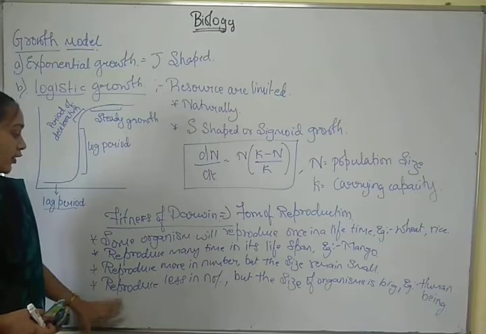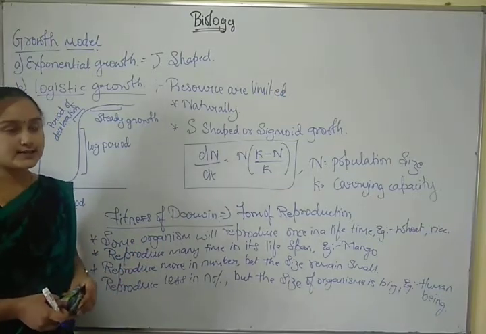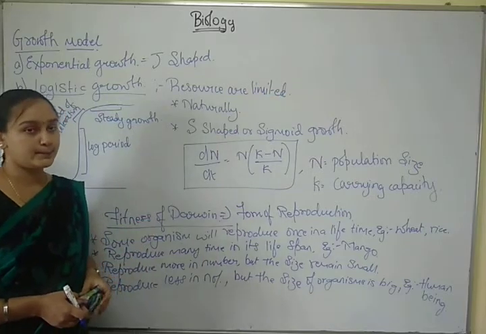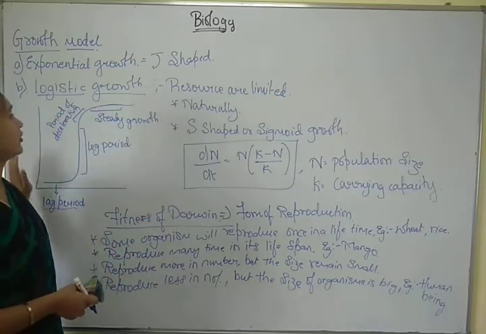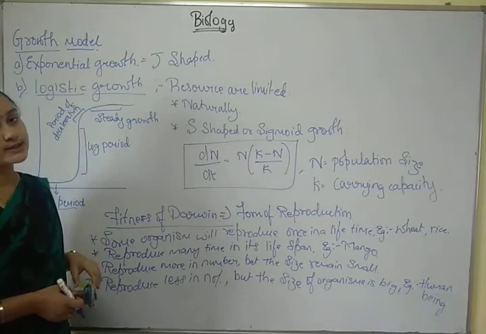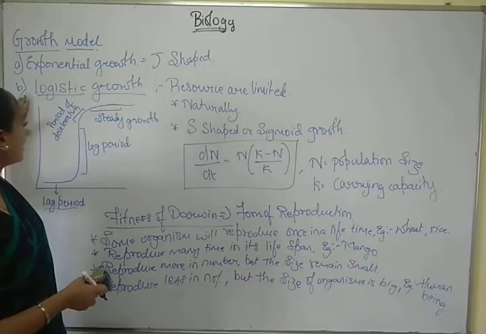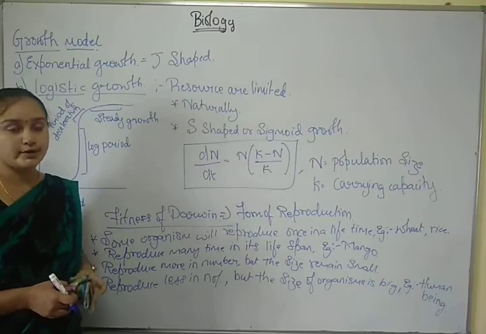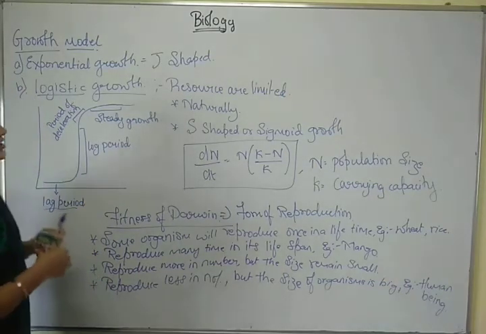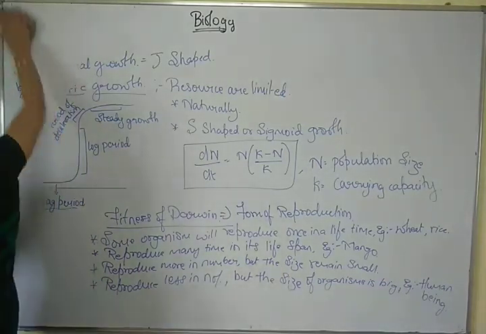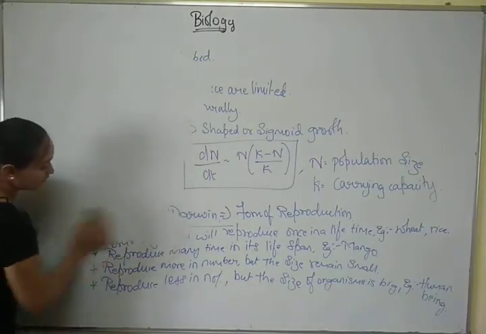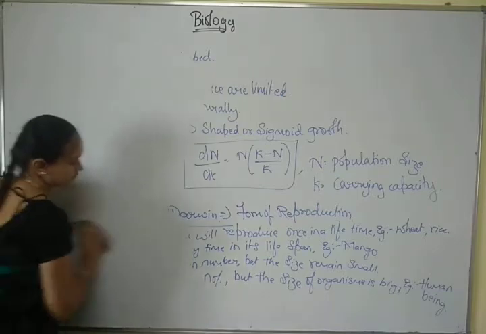So these points come under the fitness of Darwin, which has been explained in the form of reproduction. All these points come under logistic growth. Logistic growth is a type of growth model. Now next we shall take the next topic.